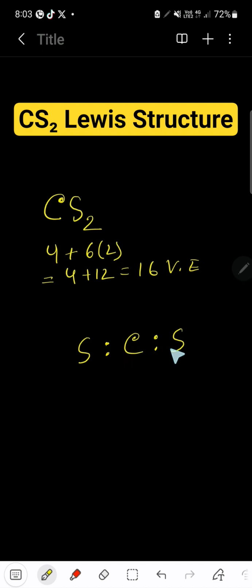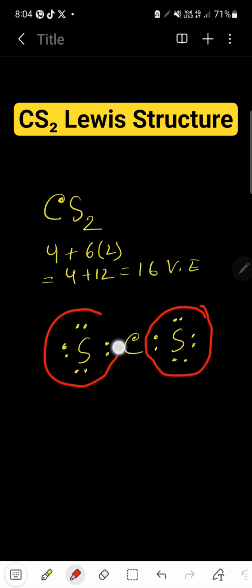Okay, so look here, we have connected 3 atoms. Now we will satisfy the octet. We need to satisfy the outer atoms first. So 2, 4, 6, 8, 10, 12, 14, 16. We have used 16. Now check for octet. This sulfur has 8. This sulfur also has 8.